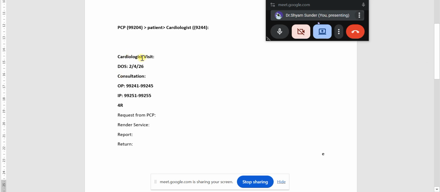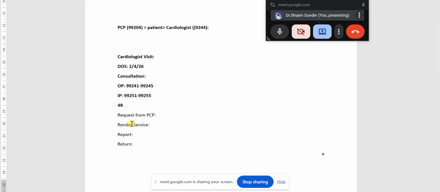Now the patient is in the cardiologist's office. You're only coding for the cardiologist, not for the PCP. The first thing the cardiologist will do is look at the request letter written by the PCP. Then he will provide the E&M service.